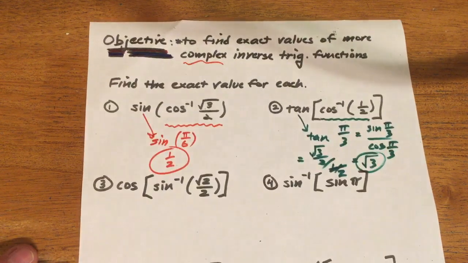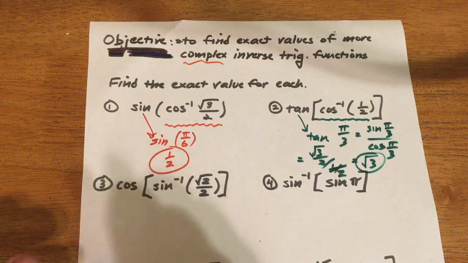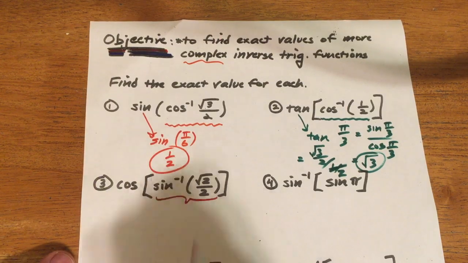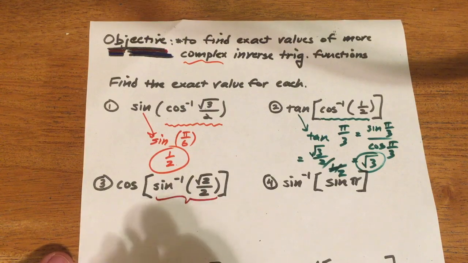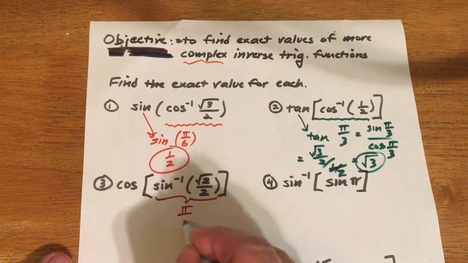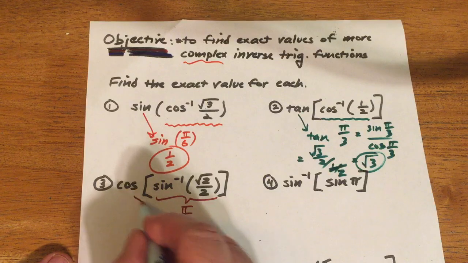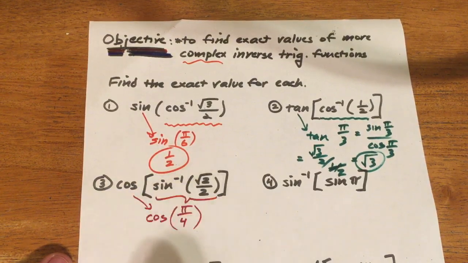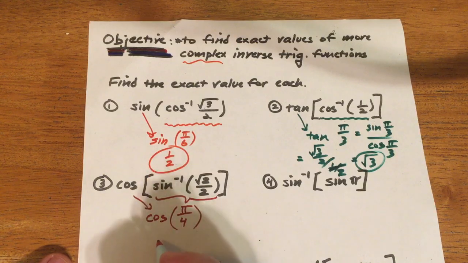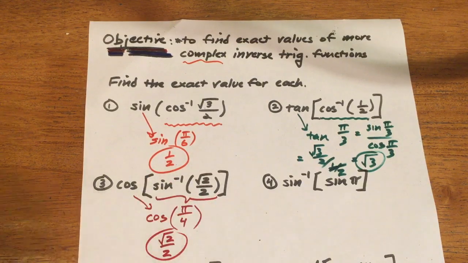All right, let's go ahead and take a look at problem number 3. Doing what's inside right over here first, the inverse sine of square root of 2 over 2, we're going to end up getting pi over 4. So this right here becomes cosine of pi over 4. What's cosine of pi over 4? Square root of 2 over 2. And that's it. Let's go ahead and take a look at the next problem.